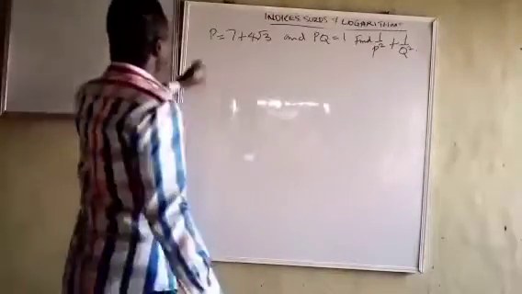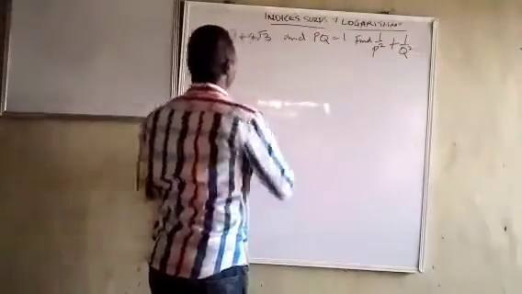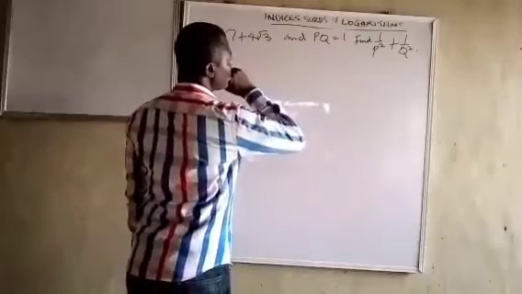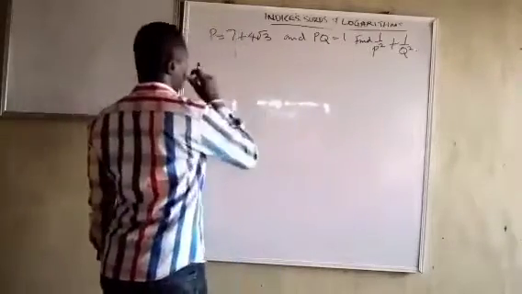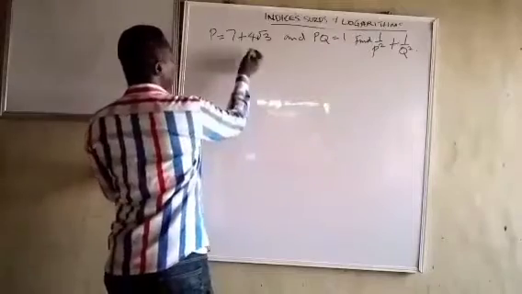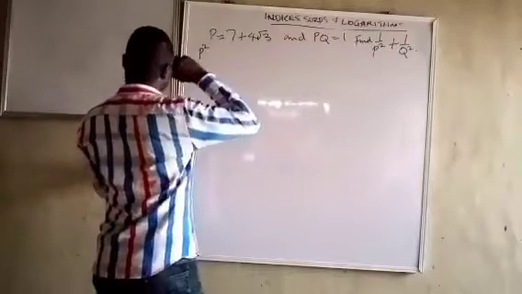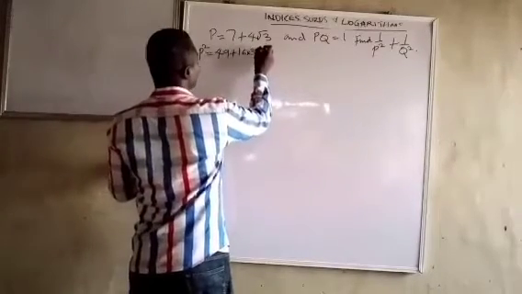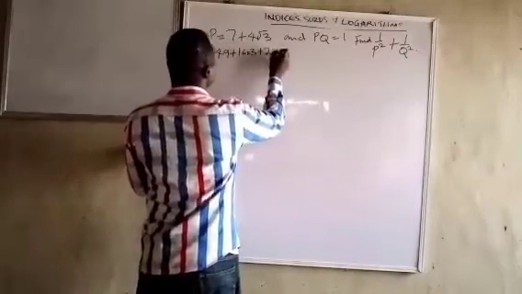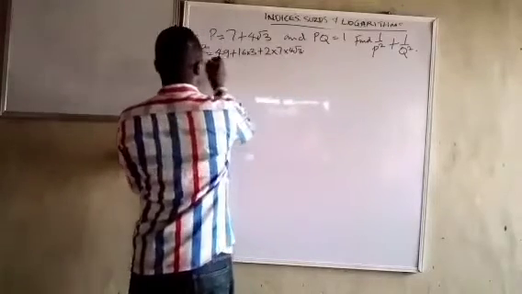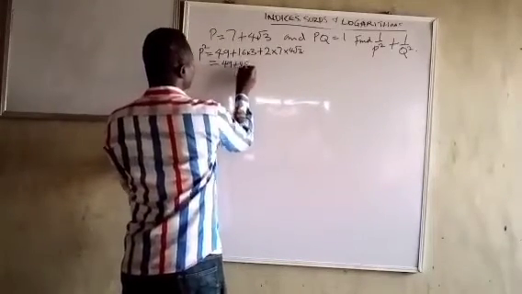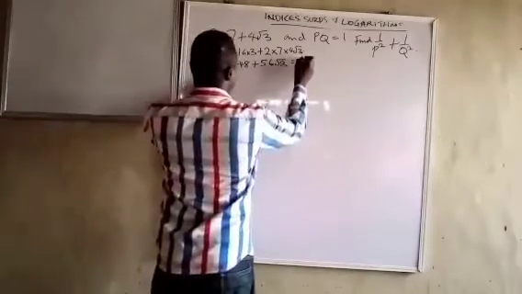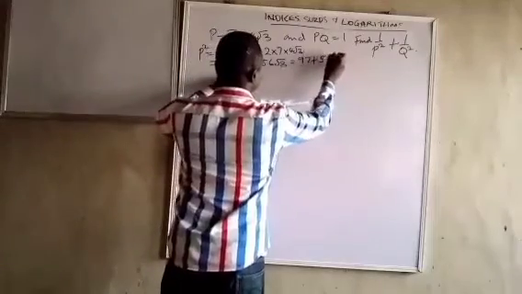So we have this expression. P equals 7 plus 4 root 3, and PQ equals 1. Find 1 over P squared plus 1 over Q squared. So, what will that give us? We can do it straight. This is P. Let's find P squared. It is equal to 49 plus 16 times 3 plus 2 into 7 times 4 root 3. So that gives 49 plus 48 plus 56 root 3, which is 97 plus 56 root 3.